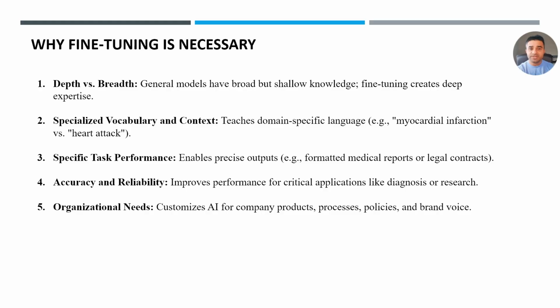Then the third one is specific task performance. A general model can write text, but a fine-tuned model can write medical reports in the exact format a hospital requires, or a general legal contract that follows a specific template and regulation. The fourth one is accuracy and reliability. For critical applications like medical diagnosis or legal research, you need higher accuracy than a general model provides. Fine tuning on higher quality domain specific data improves the reliability.